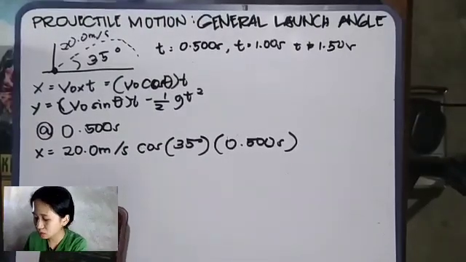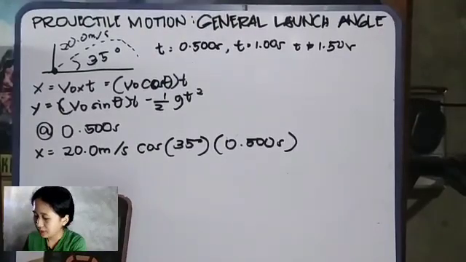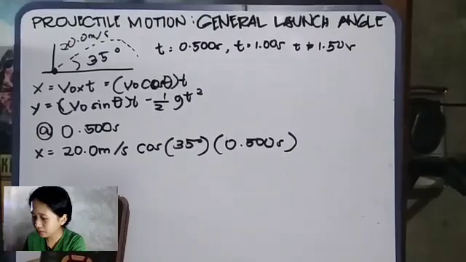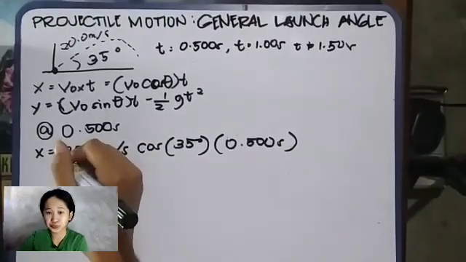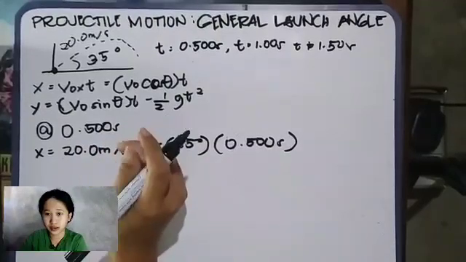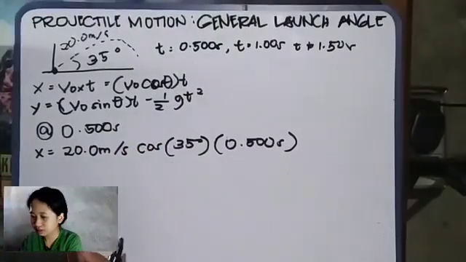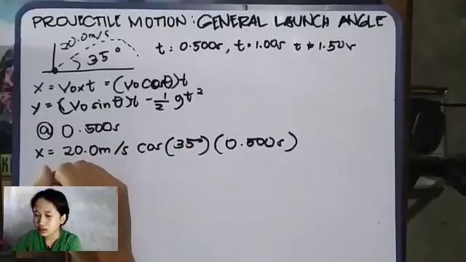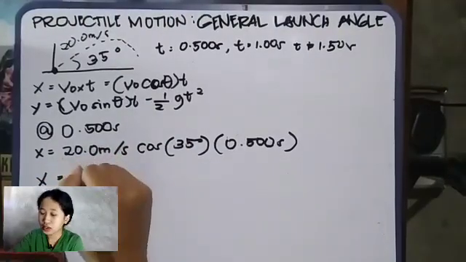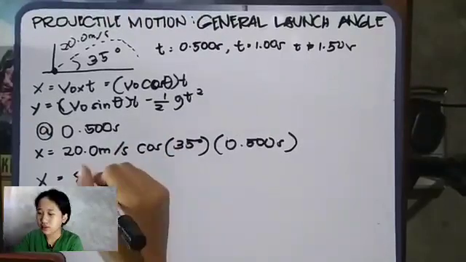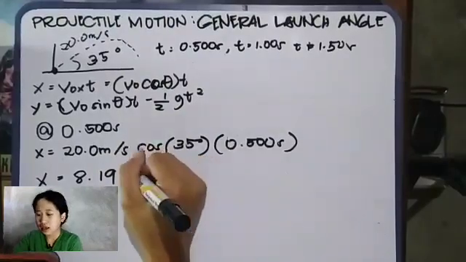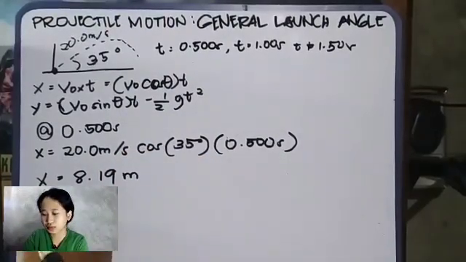So, 20 times cosine 35 times 0.5 is equals to 8.19. So, ang x natin, ang position natin sa x sa time na 0.5 is 8.19 meter. So, sa may y naman tayo.